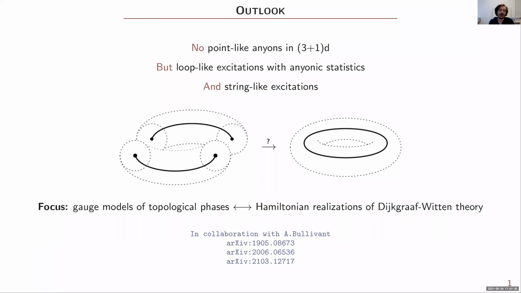A familiar statement is the fact that in 3 dimensions, point-like particles are bosons or fermions. We don't have point-like anyons in 3D. However, we know that 3-dimensional topological phases host extended quasi-particles that have exotic or anionic statistics. And so in a way, we have a notion of extended anyons in higher dimensions.